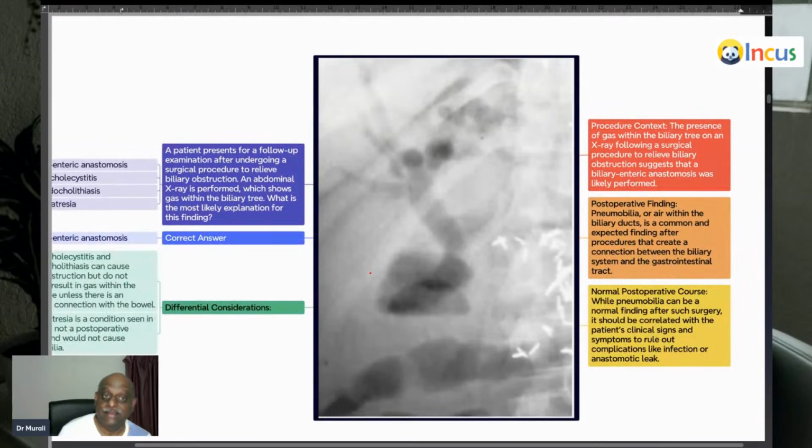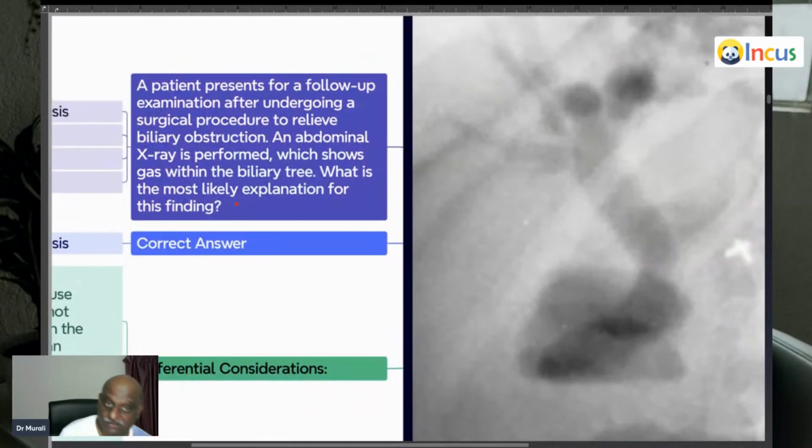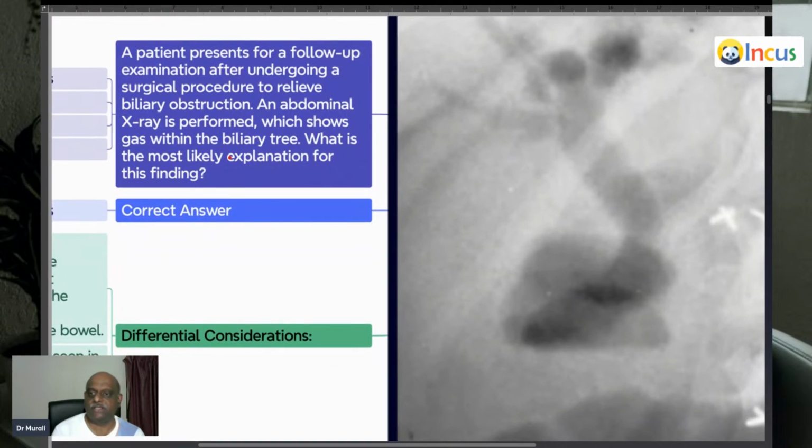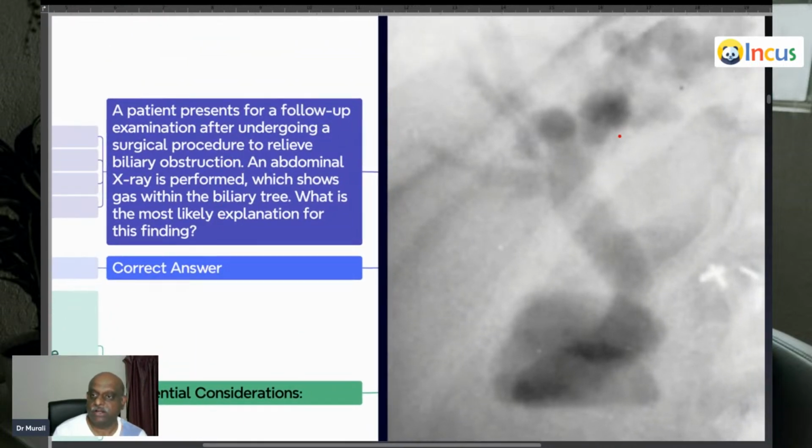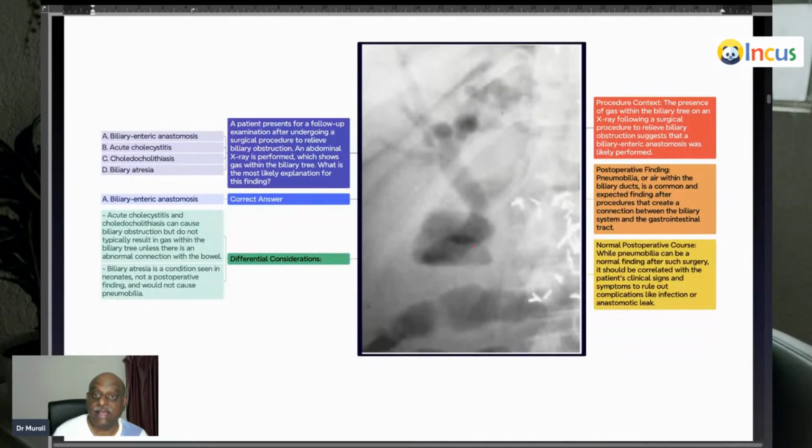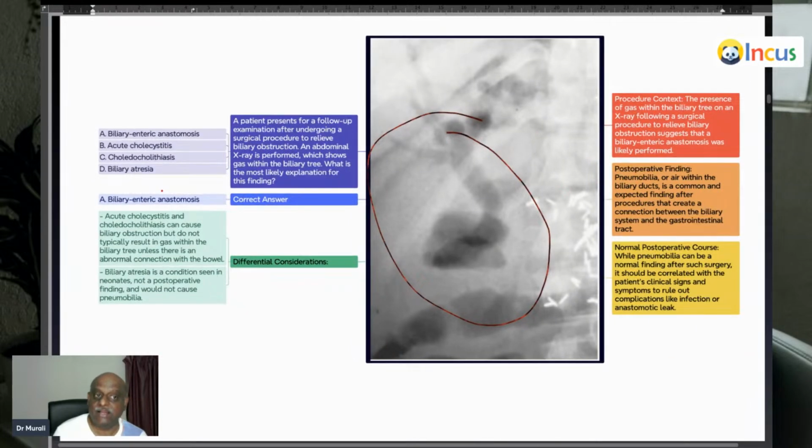The patient comes for follow-up after undergoing a biliary obstruction procedure. So what are you seeing, doctor? You are seeing gas in the biliary tree. What is the likely possibility?